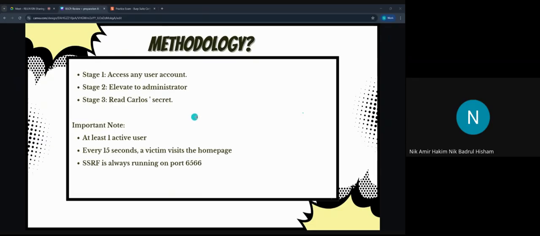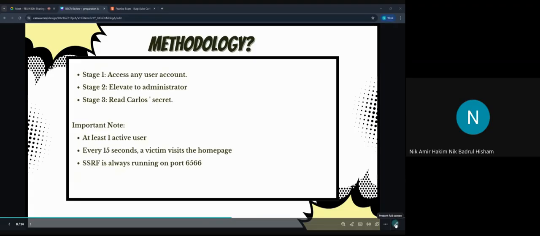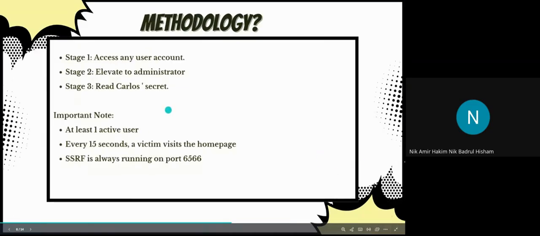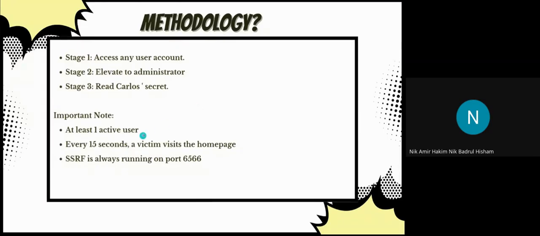Can you zoom it out? And stage 3 is to read the secret. After you manage to get stage 1, you need to go to stage 2, and after you get stage 2, you need to go to stage 3. It's impossible to skip stage 1 or stage 2 to get into stage 3. You need to do it stage by stage to get the final secret.